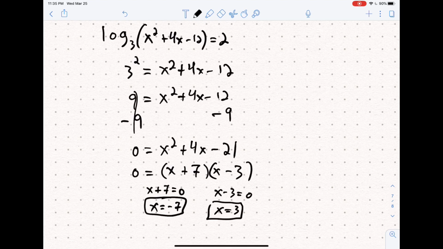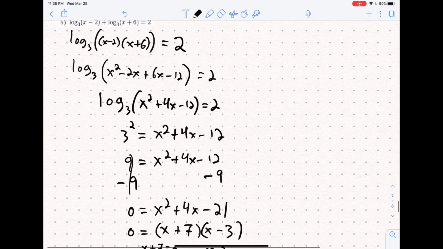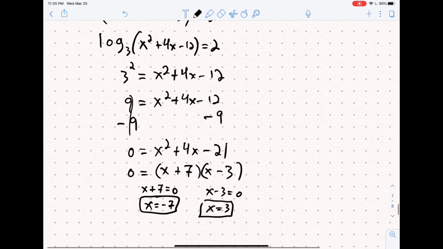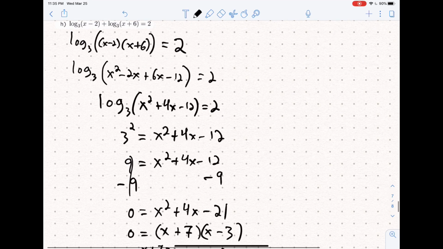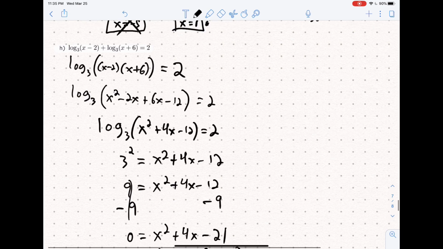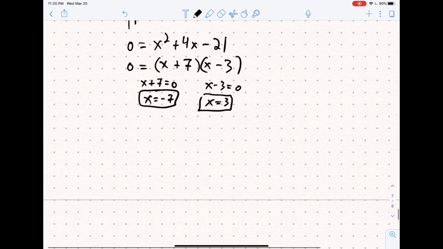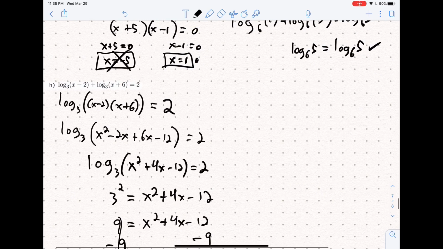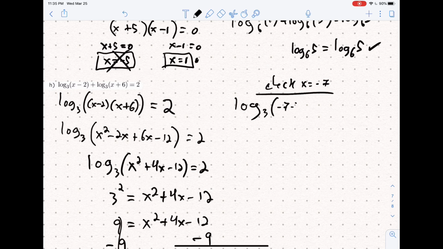Those are our two solutions, and our last step, of course, is just to check those two solutions to make sure that they satisfy the original equation. So x equal negative 7, in particular, to make sure they don't give us any negatives inside the logs. So let's take this x equal negative 7 and substitute it in. This is going to be check x equal negative 7. So if we substitute it in, this is the log in base 3 of minus 7 minus 2 plus the log in base 3 of minus 7 plus 6 is equal to 2.